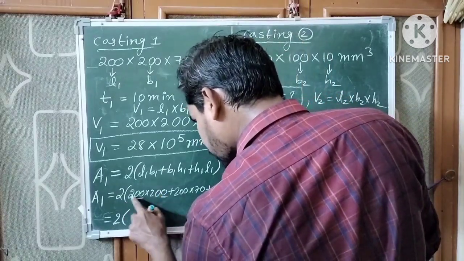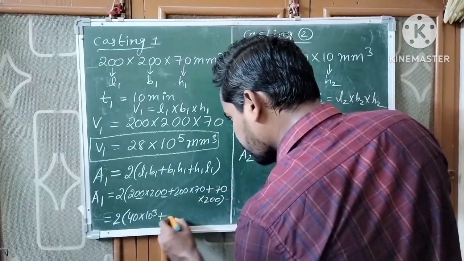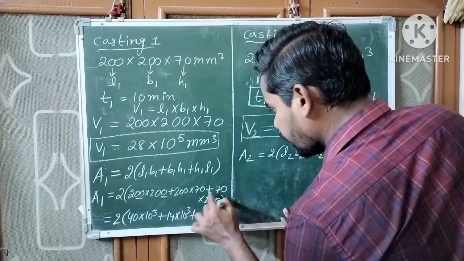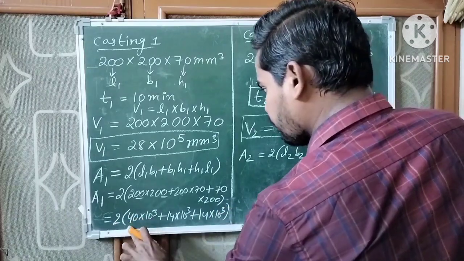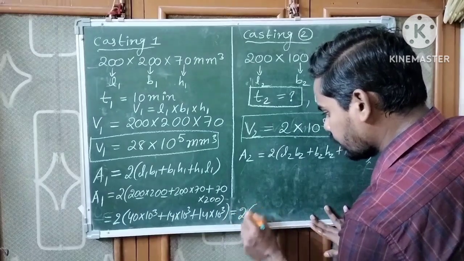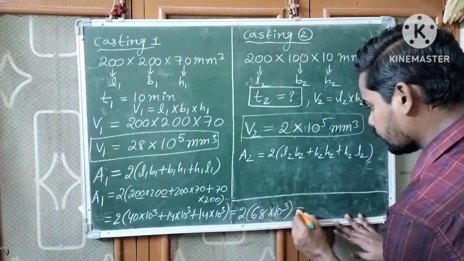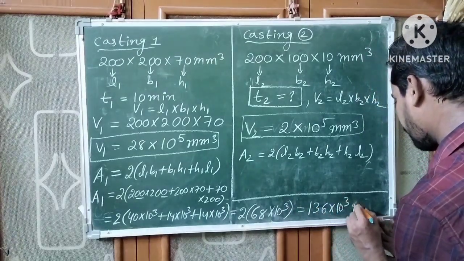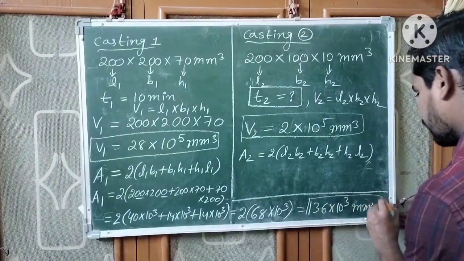2 twenties are 40, so 40 into 10 cube, plus 2 sevens are 14, so 14 into 10 cube, plus 14 into 10 cube. Now combine all: 40 plus 14 plus 14 is 68. So 2 into 68 into 10 cube, and 2 68s are 136 into 10 cube. The unit of surface area is mm square. So A1 is equal to 136 into 10 cube mm square.